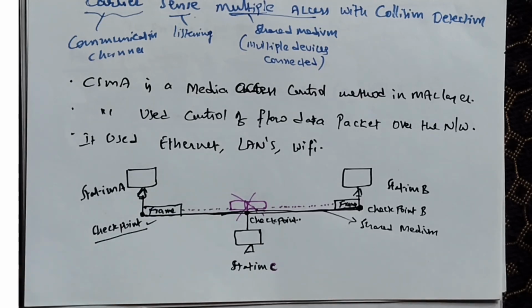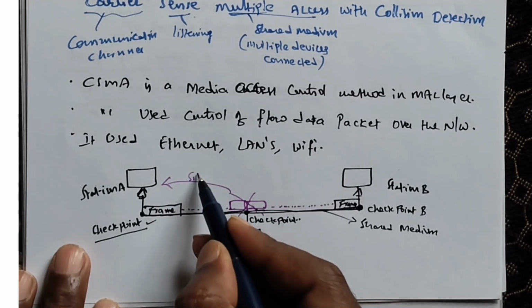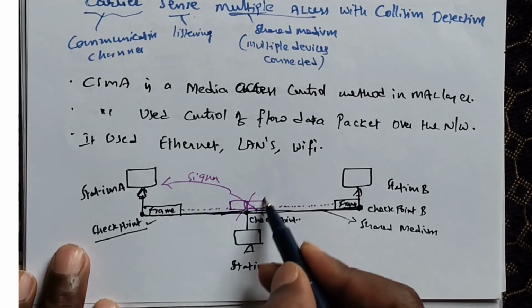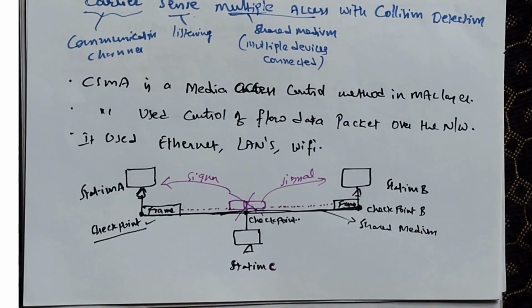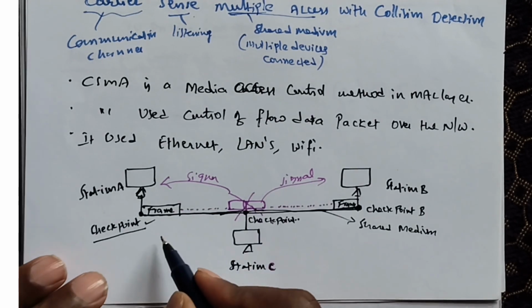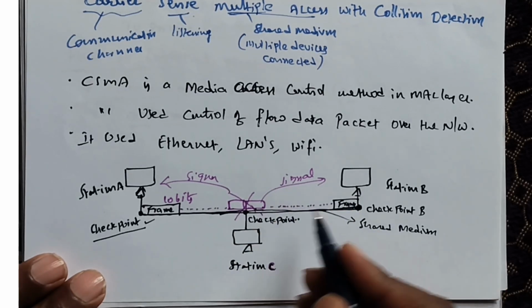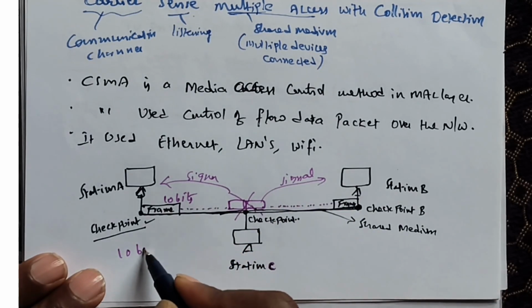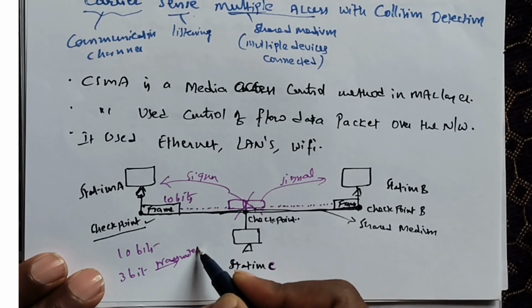Here, what happened? Station A will send a signal, and at the same time B also sends a signal, and C will send a jamming signal to A and B. Suppose station A's sending capacity is 10 bits. Before collision, 3 bits are transmitted. Then what happened?